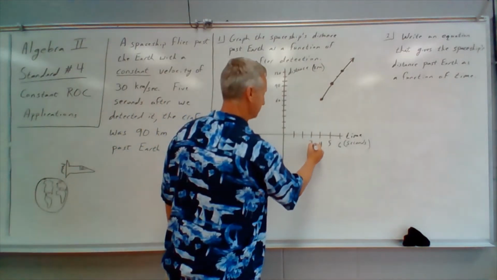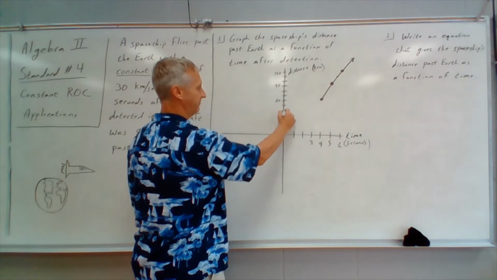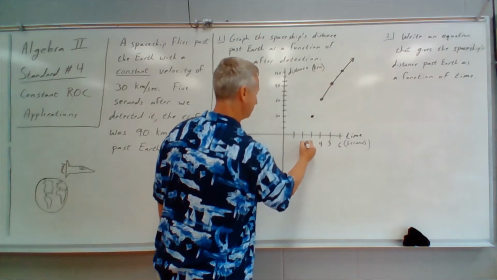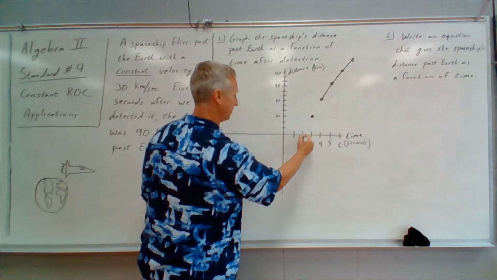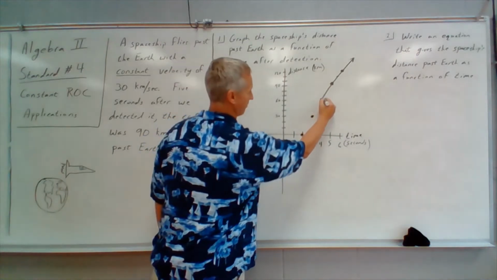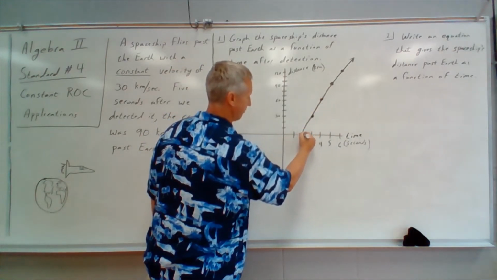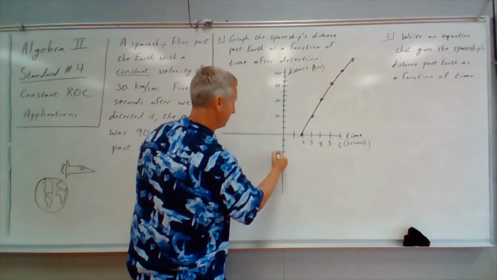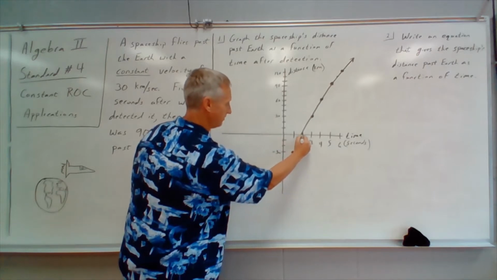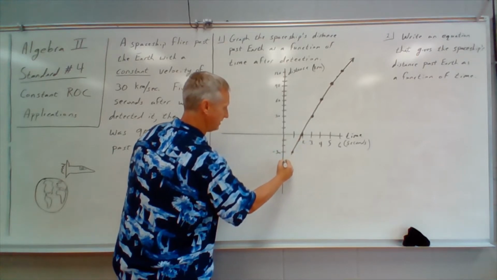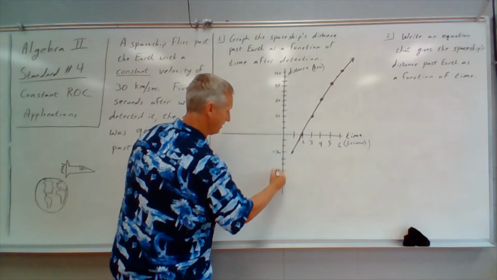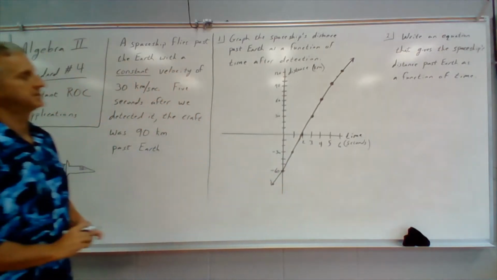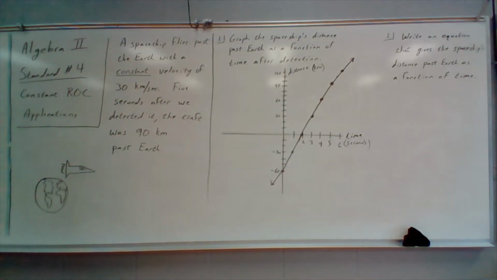At 3 seconds, it would have been at 50, 40, 30. At 2 seconds, it would have been 0. At 1 second, it would have been at negative 30. And then at 0 seconds, it would be at negative 60. And so on. And that should be a straight line, of course.